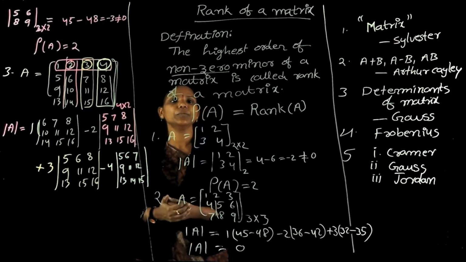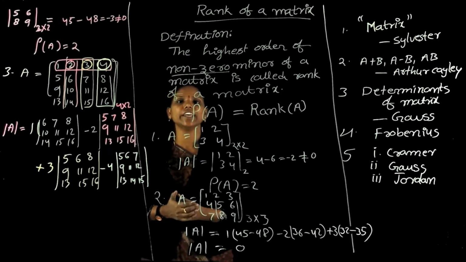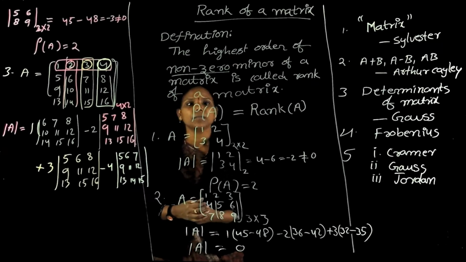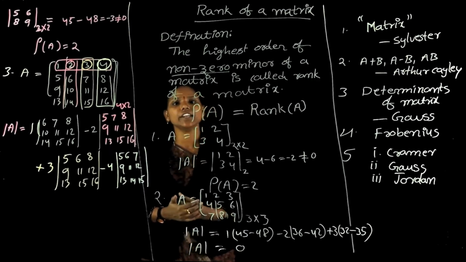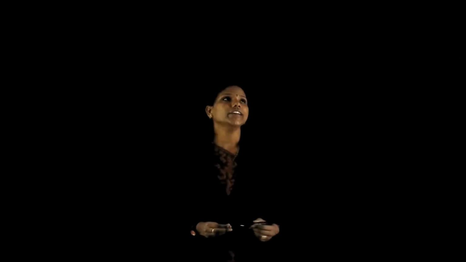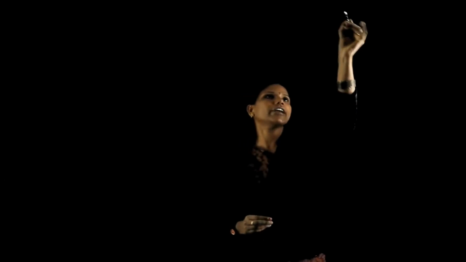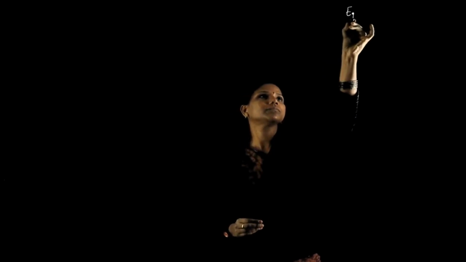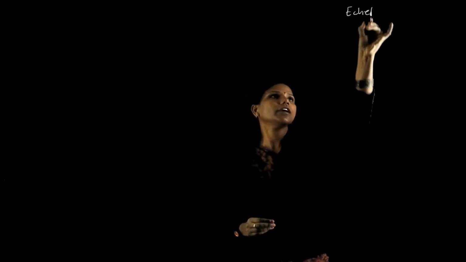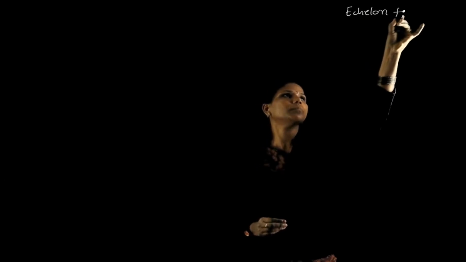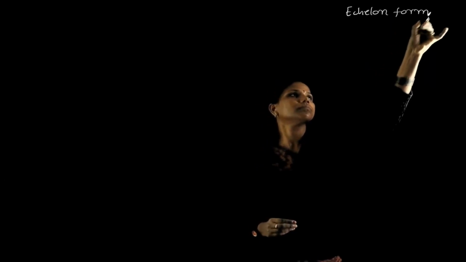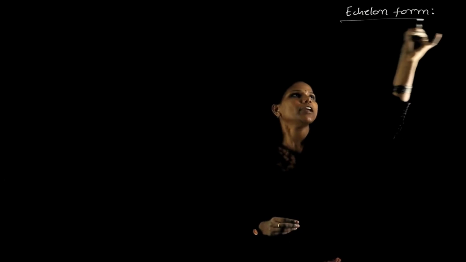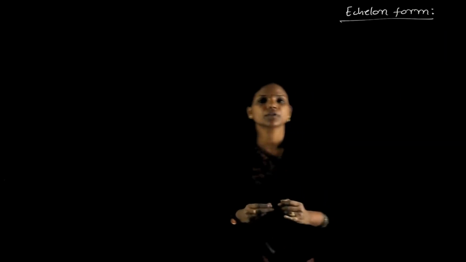That's why a very good method was invented, that is the echelon form of a matrix. By using the echelon form of a matrix, we can easily find rank of a matrix. Let us see the echelon method to find rank of a matrix. Echelon form. Let me explain what echelon form is.